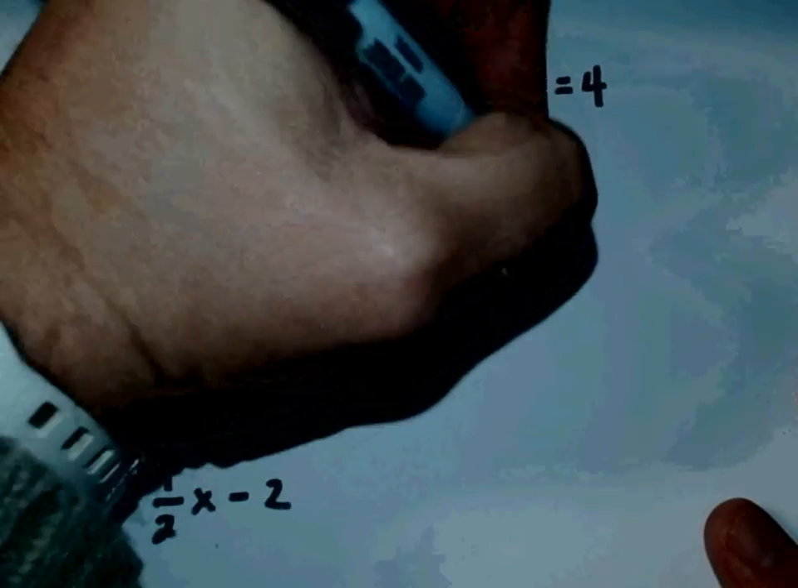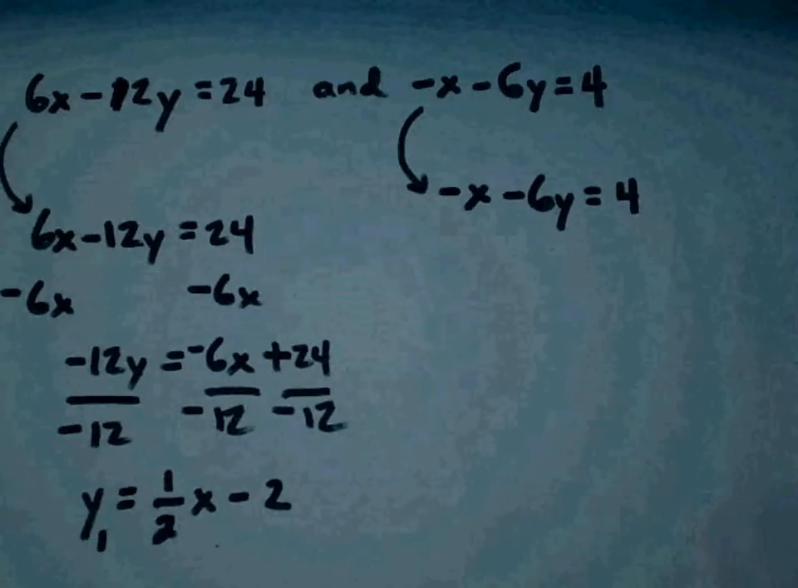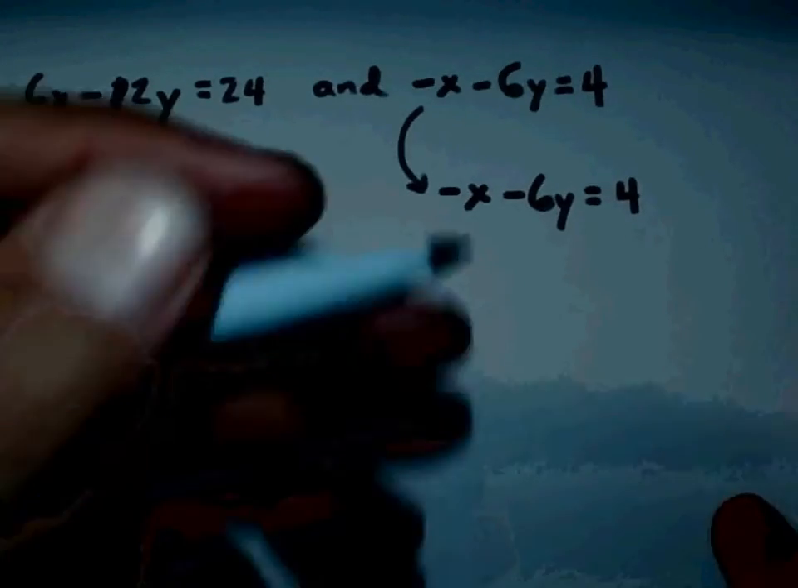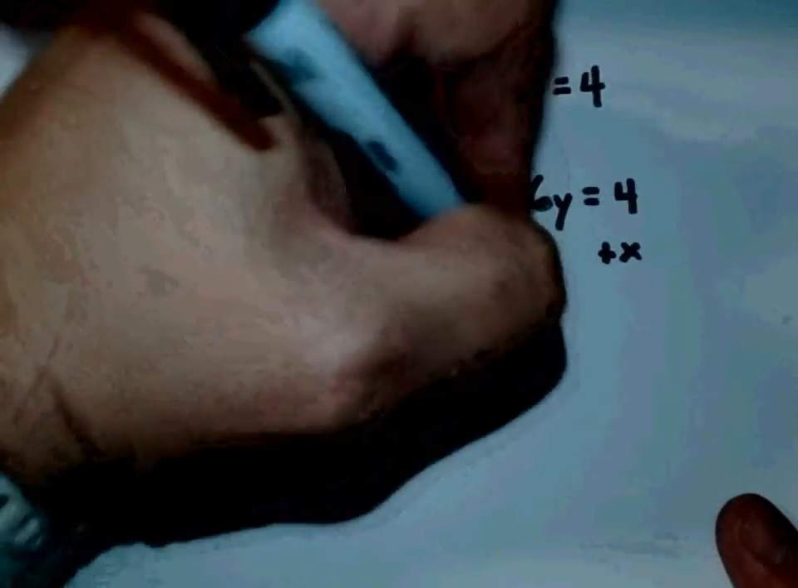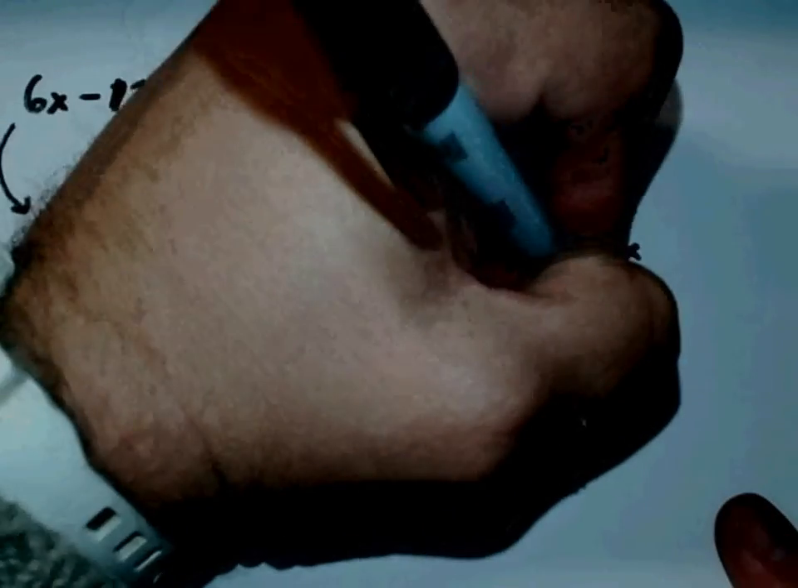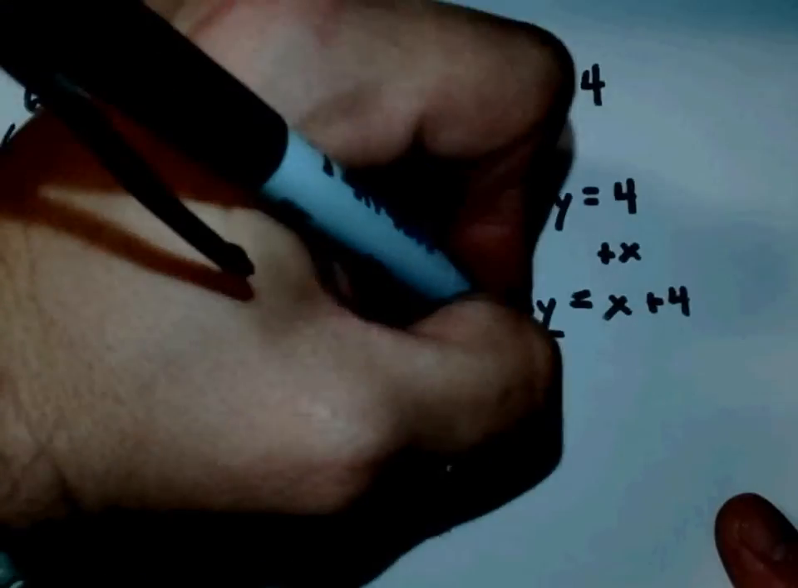So when I'm solving them, order of operations from bottom to the top. There it is. I'm at the addition subtraction phase, so I'm going to add the x, positive x plus 4, divide by the negative 6.